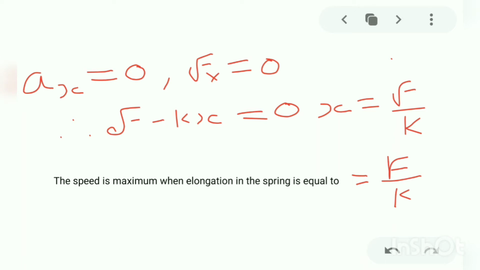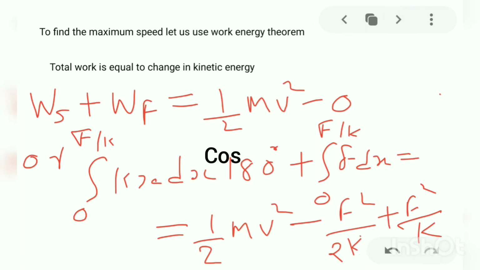After applying a force, to find the maximum speed, let us use the work energy theorem. The work energy theorem states that the total work is equal to the change in kinetic energy. So Ws plus Wf, where Ws is the work done by the spring and Wf is the work done by the force, is equal to half mv square minus 0. The 0 comes from the initial kinetic energy being 0.